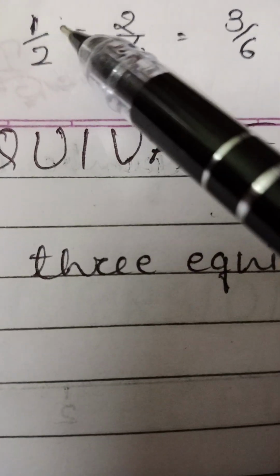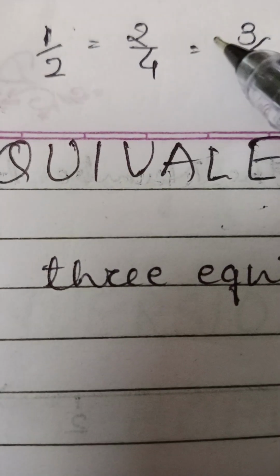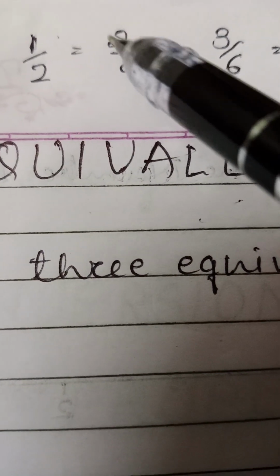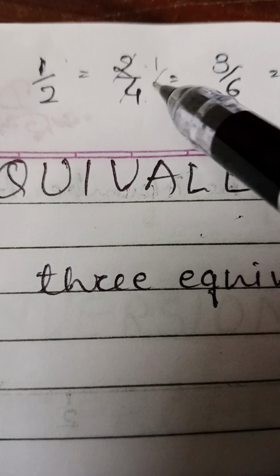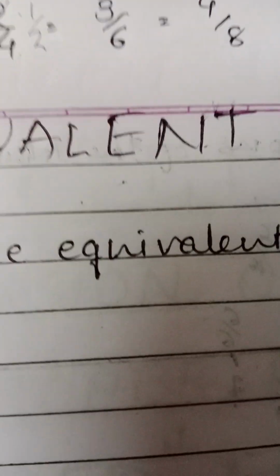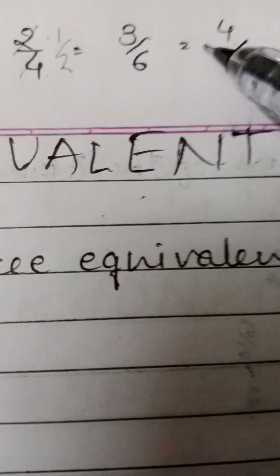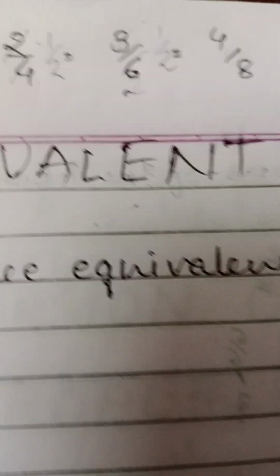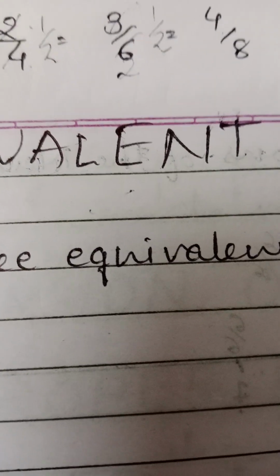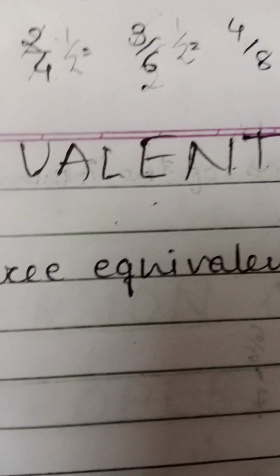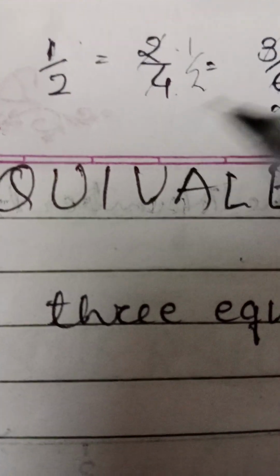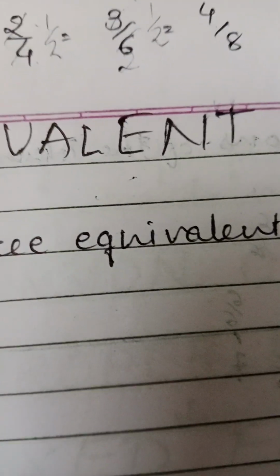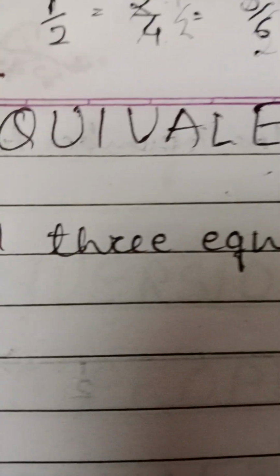For example, here you are given 1 upon 2, and this is 2 upon 4. But if you reduce this to the lowest term, 2 by 4 is actually 1 upon 2 only. In the same way, 3 upon 6, 3 2s are 6, is actually 1 upon 2. And 4 upon 8 is also 1 upon 2. It is a half portion only. So all of these, 1 upon 2, 2 upon 4, 3 upon 6 and 4 upon 8, are equivalent fractions.